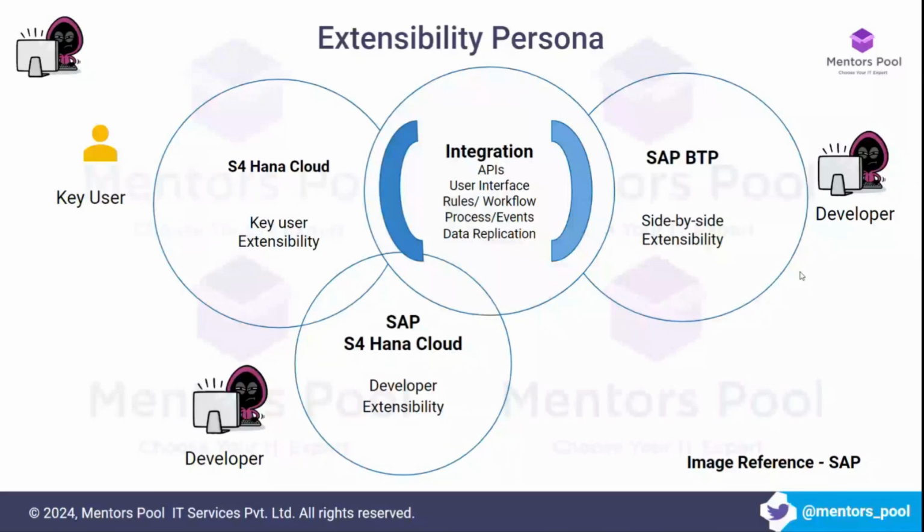And then a key user or a business user or a power user or a functional could work on a key user extensibility approach, though these do have some overlaps, and there are some scenarios wherein a functional doing key user extensibility would need a technical to be involved, and vice versa. All three approaches can be integrated with the help of APIs or user interface, workflows, SAP Build, which involves process, and then the event mesh or data replication via the integration suite.